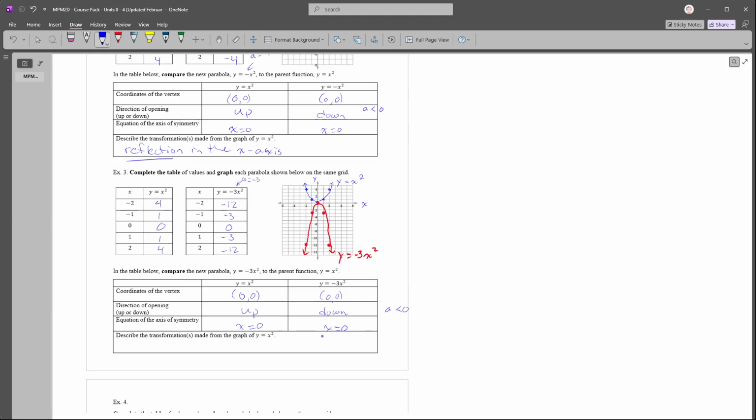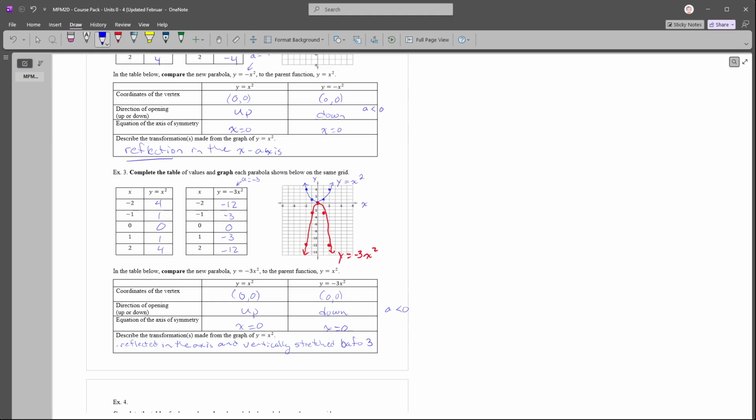So let's write what has changed. Well, first of all, it's been stretched again. So we can say that, pardon me, it's been stretched vertically, but it's also been reflected. So we could say reflected in the x-axis and vertically stretched by a factor of 3. We're just going to write VSFO. By a factor of 3.